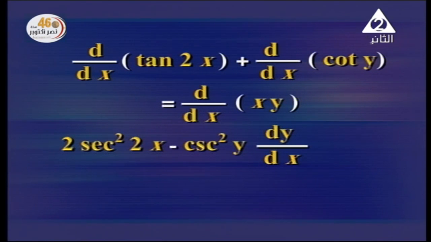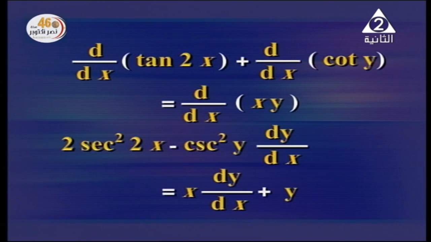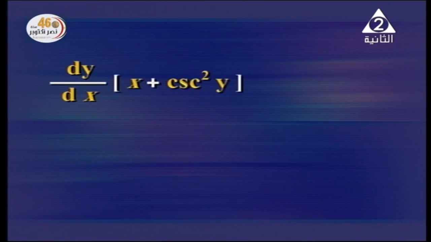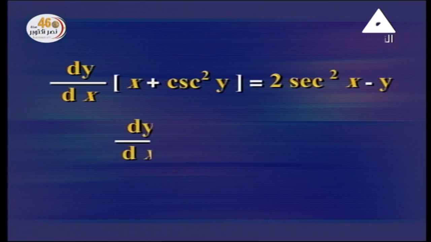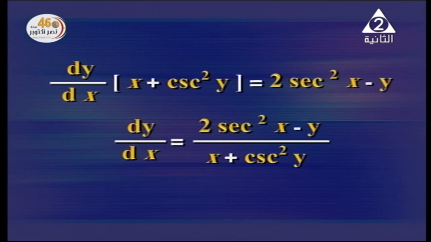If we have a derivative with respect to 2x, but a function of y, cotan y, what is the derivative of cotan y? Negative cosec squared y multiply dy over dx. On the right-hand side, x derivative second y plus y derivative first x is 1. Then we have the common factor dy over dx multiply bracket containing x plus cosec squared y equals sec squared 2x minus y. Then dy over dx on the left-hand side equals 2 sec squared 2x minus y over x plus cosec squared y.